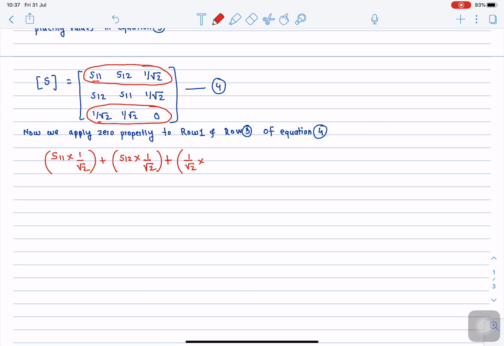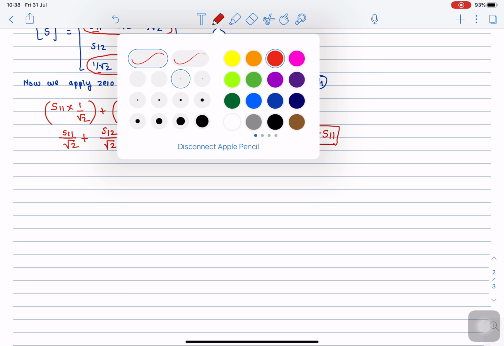If you simplify this equation, after simplification we get S11 is equal to minus S12, or you can also write S12 is equal to minus S11. This important feature we get if we apply the 0 property to row number 1 and row number 3 of the scattering matrix defined with equation number 4. So here we have got this particular value. Next we will apply one more property.